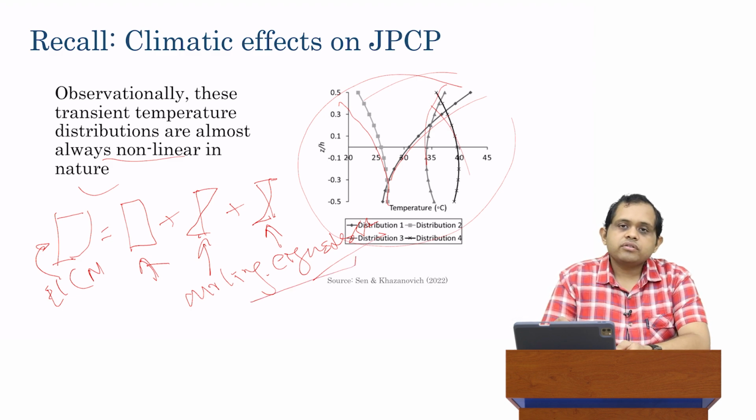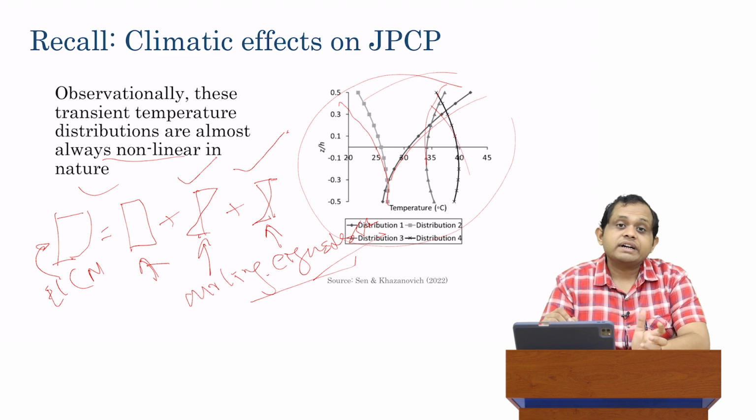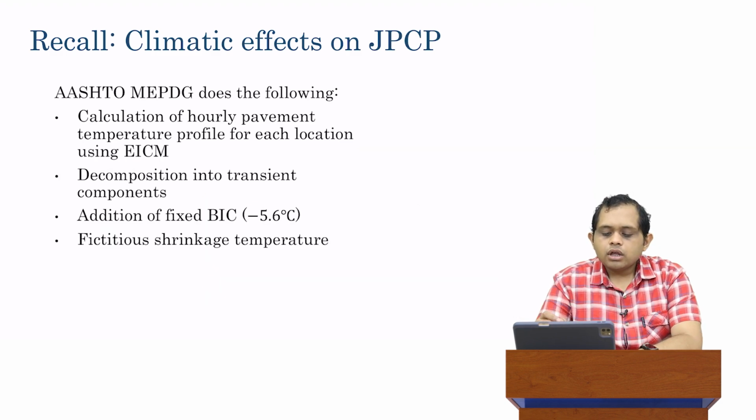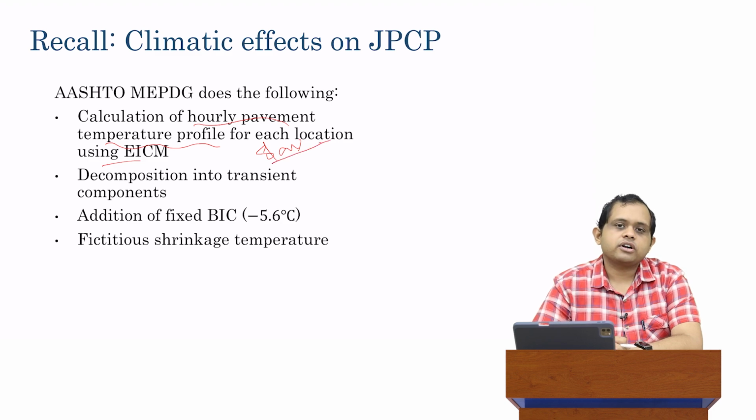So this we saw previously, and we saw that the AASHTO MEPDG actually does all of these calculations and includes both curling stresses and eigenstresses in the total critical stresses which are developed in the pavement. It does that, as I mentioned, as follows. The EICM calculates the hourly pavement temperature profile for each location. This is actually one of the slowest parts of the calculation to do this extensive calculation.